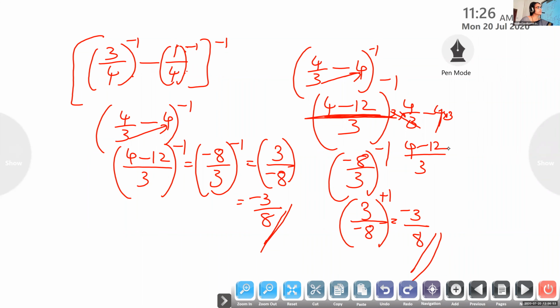Understood? Yes, ma'am. I'm positive. I have some confusions. Positive adding and negative adding. Okay, I will send some simple questions on addition and subtraction of negative numbers and positive numbers. You try those questions.